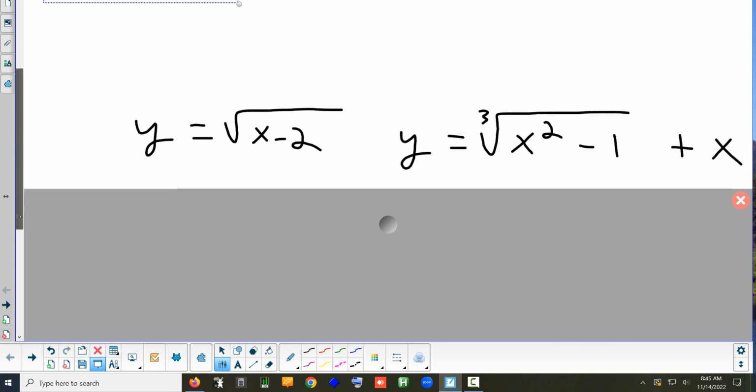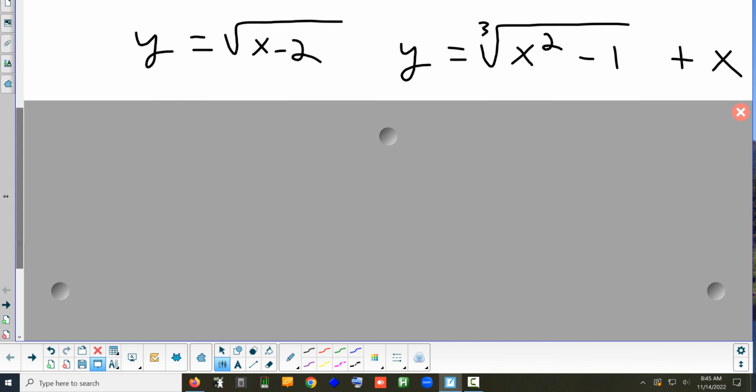Wait, isn't the first one a square root because you can't do a negative and square root is negative? The first one is a square root. Yes. Sorry, what was your question? Just that it was a square root? Yeah, but isn't it like one because you can't take the square root of a negative? Correct. You can't take the square root of a negative. We'll talk about that.